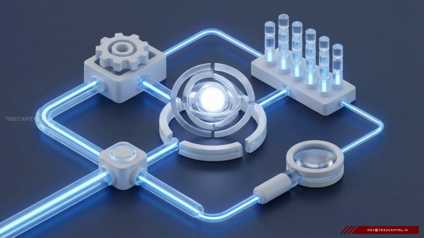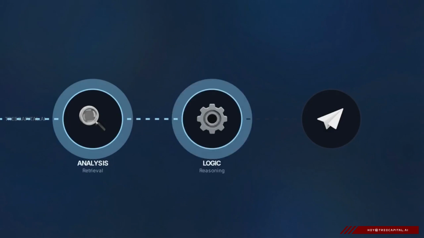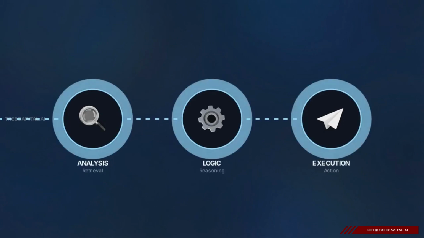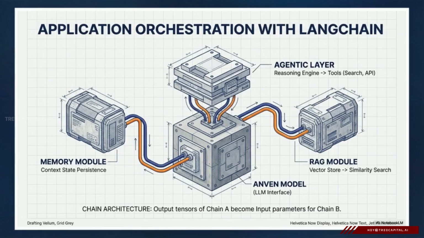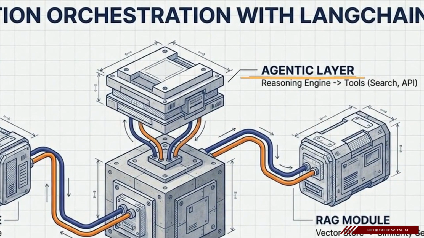To manage these tasks, we integrate the model with LangChain, an orchestration layer that allows the AI to manage and execute autonomous, multi-step workflows. This orchestration schematic details the pipeline. The central Anven model connects to the RAG module for retrieval, while a memory module persists conversational state. With this context, the agentic layer autonomously interfaces with external APIs or executes tools based on cross-modal data.